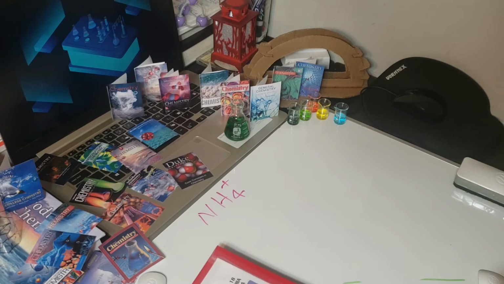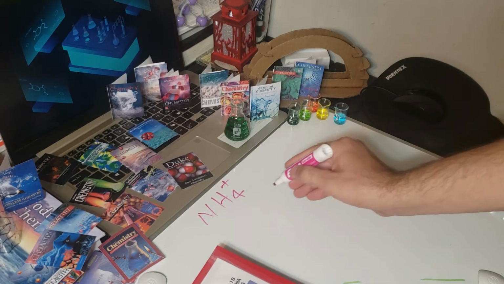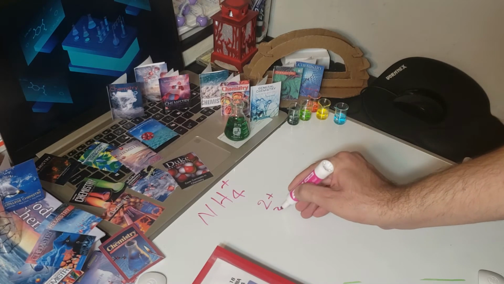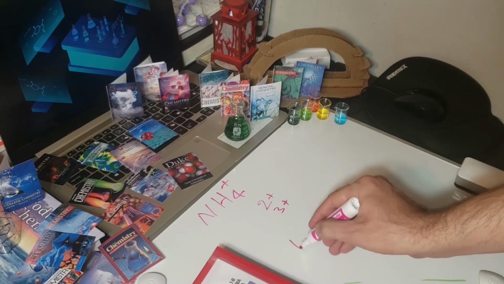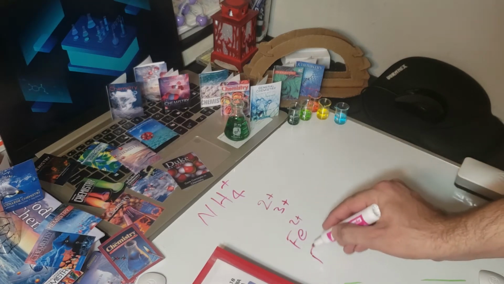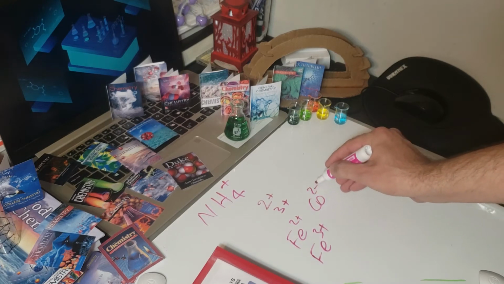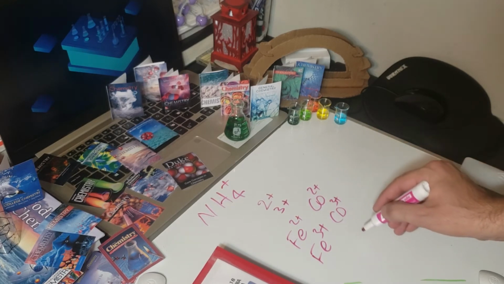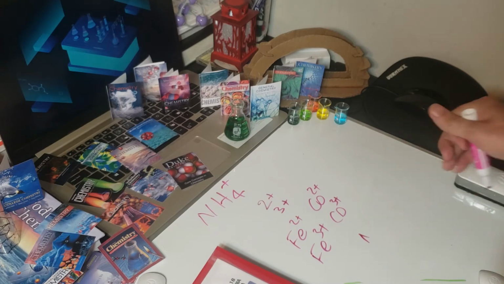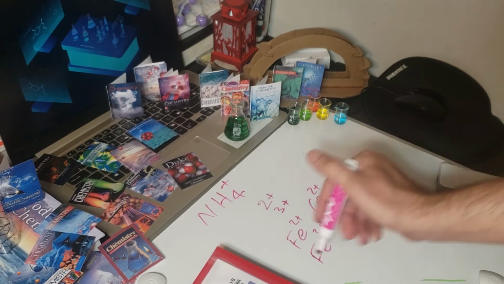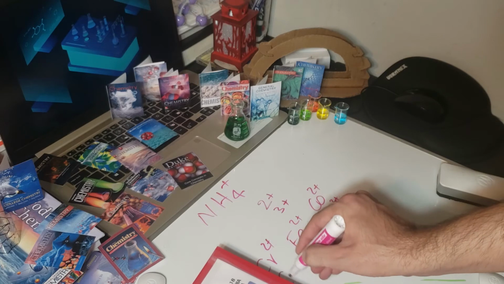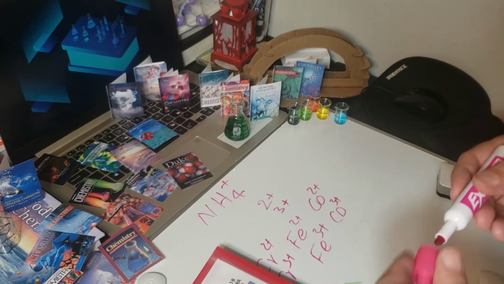They kind of have +2, +3 charges. So you could have Fe double plus, Fe triple plus, cobalt double plus, cobalt triple plus, or chromium double plus, chromium triple plus.